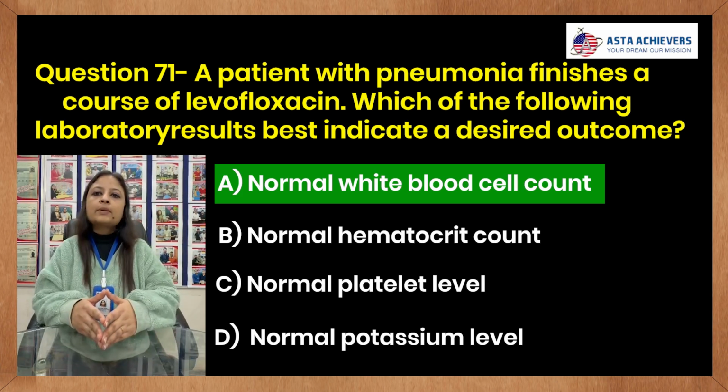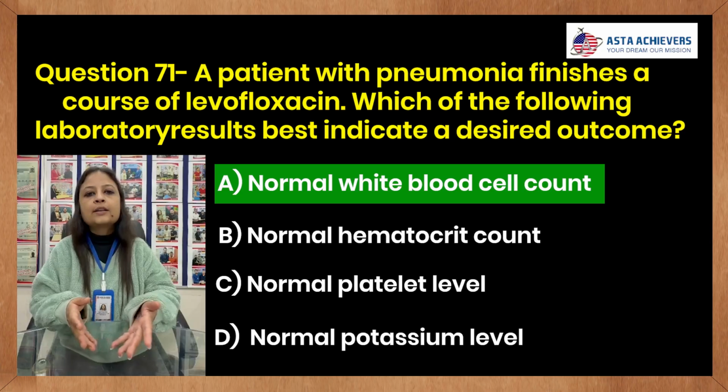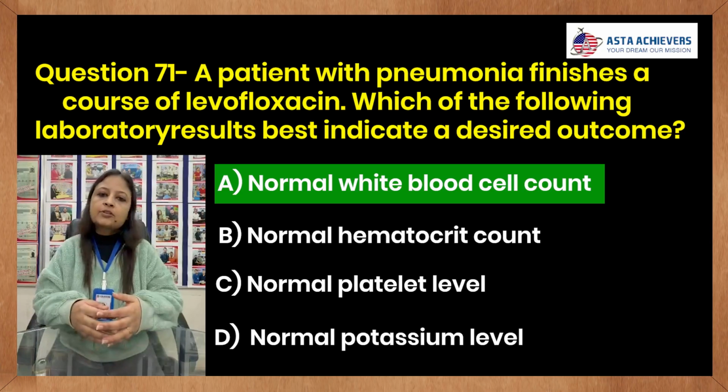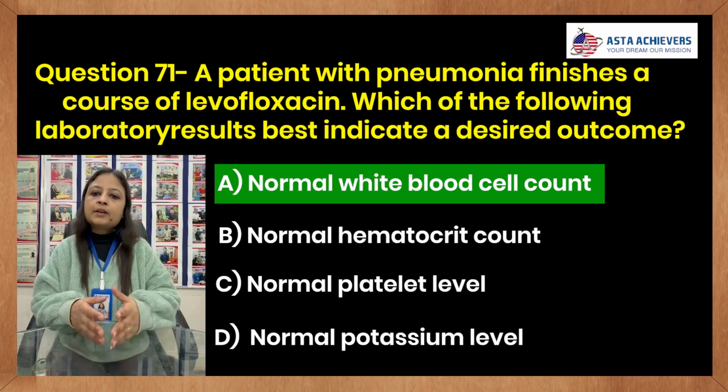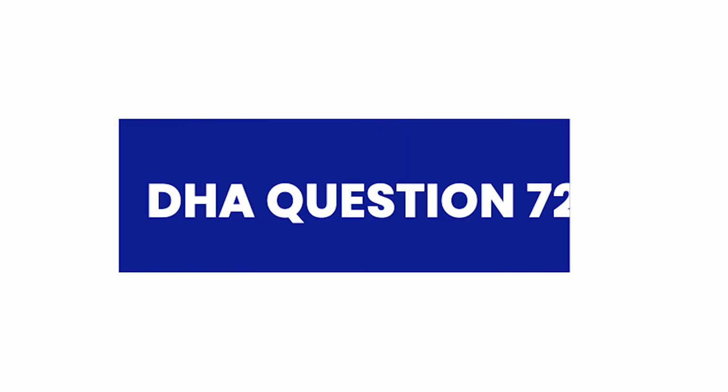Option A, normal white blood cell count, is the correct answer because an increase in the white blood cell count, called leukocytosis, is usually the body's response to fighting infection, inflammation, stress, injury or severe allergies. So if after giving medication we see the WBC within the normal range, it shows a good outcome of the medication.